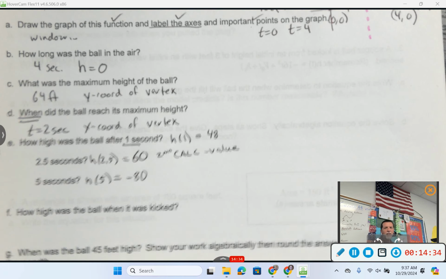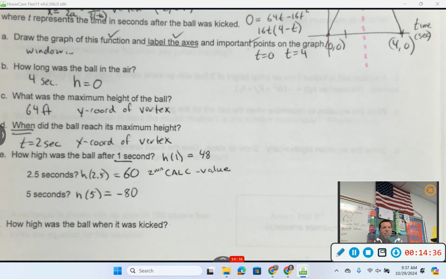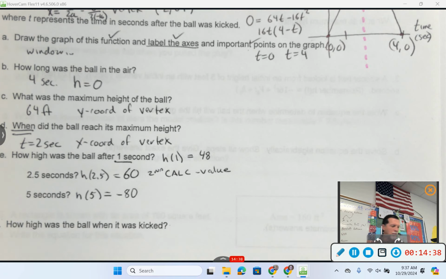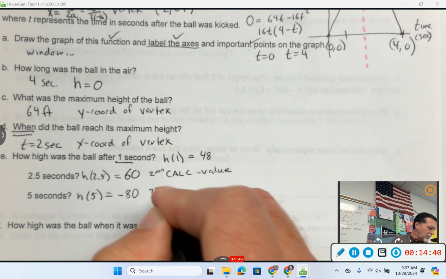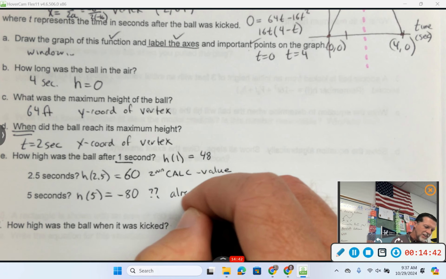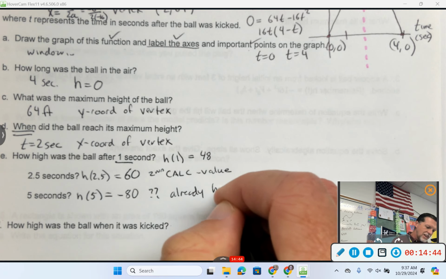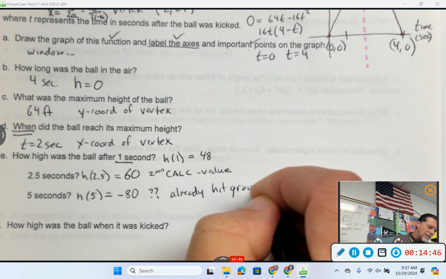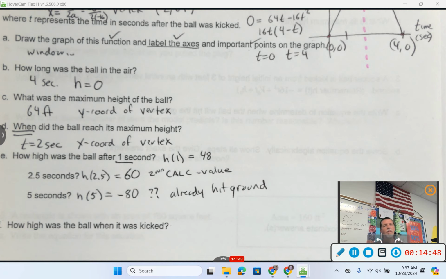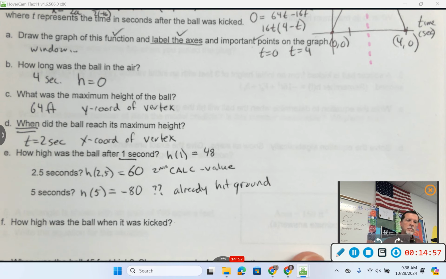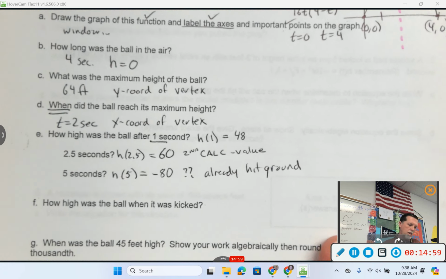What does that mean in terms of my graph? Yeah, wait a minute. Something's not right here. It's already hit the ground. So I don't really know that h of 5 is really negative 80. It didn't go into the earth here.